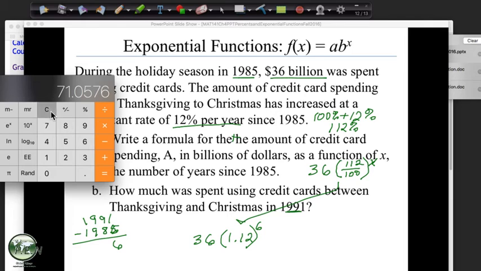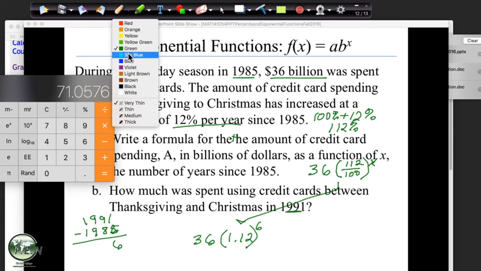Okay, let's try this. Let's do the 1.12 first. Raise it to the 6th power. We get that times 36. I still got the 71. I initially got 1.97. 1.97? Yeah, and then times 36. Yes, I got 70. Yeah, I got 70. You got a rounding because I didn't round it, so we're close enough. If you rounded it first, we're close enough. $71 billion. It's pretty big. And again, you might have a little bit of rounding difference, but that's okay.